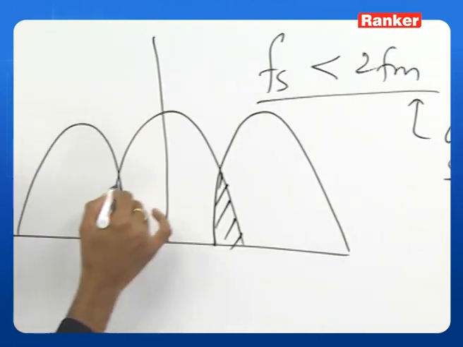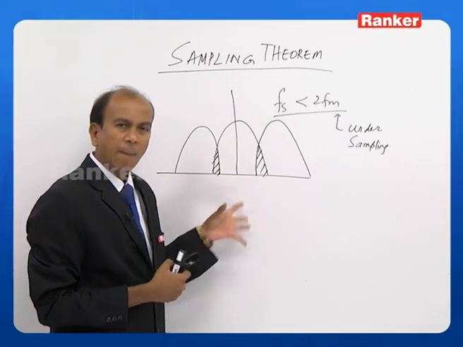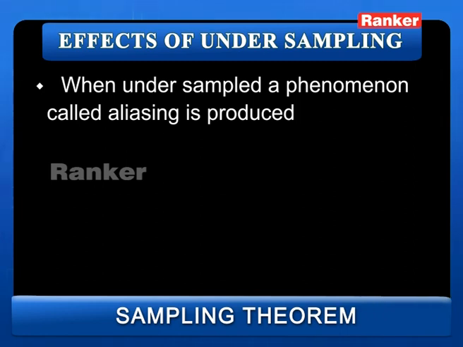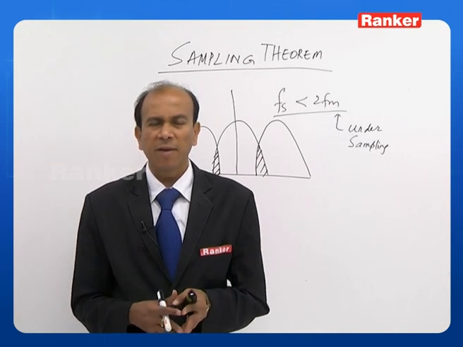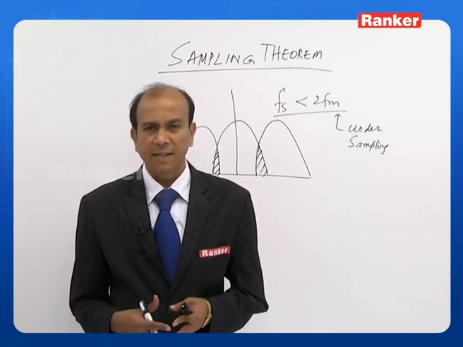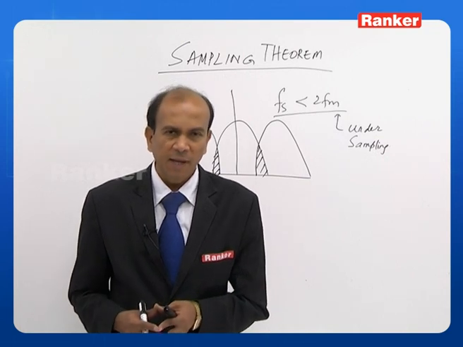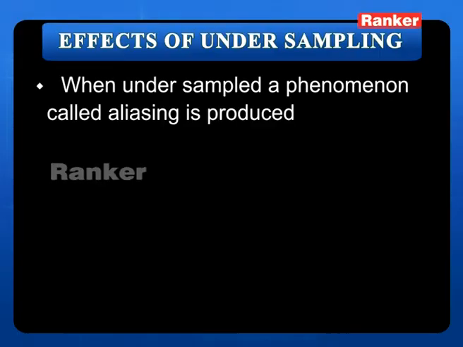Similarly, here also there will be an overlap. This overlap happens when I do undersampling. When undersampled, a phenomenon called aliasing is produced. That means this form of overlapping is known as aliasing. When aliasing happens, what happens? We will have a distortion. Let us see what this phenomenon is.